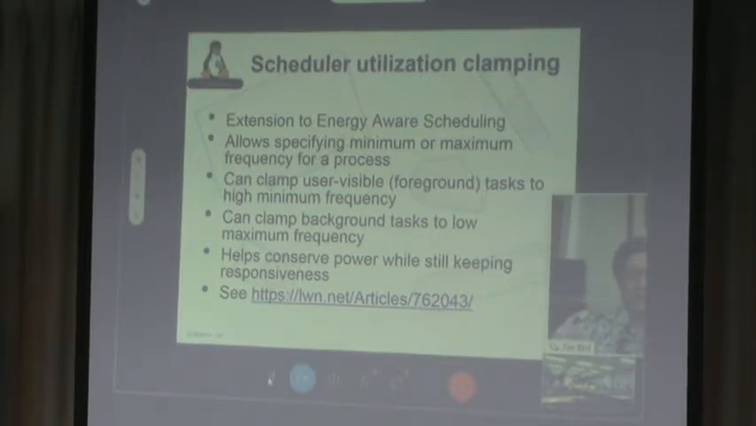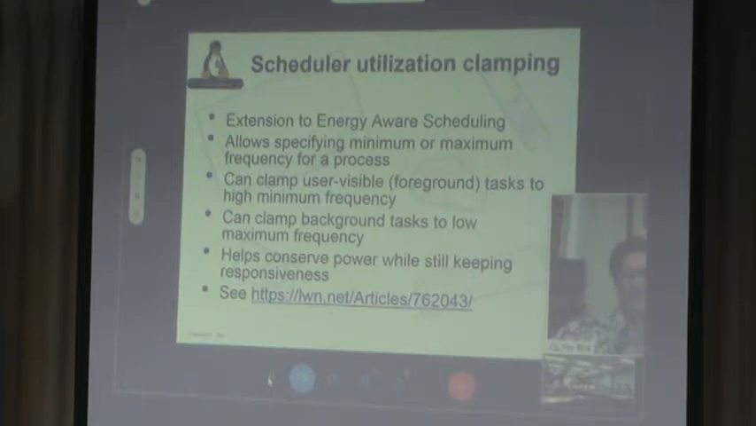So what you want to do is clamp a user-visible or foreground task to some high minimum frequency. So the frequency can still shuffle around while the task is running, but you've clamped it to a particular range that is higher than the background task. And then the same thing for background tasks, you would clamp them to a low maximum frequency.